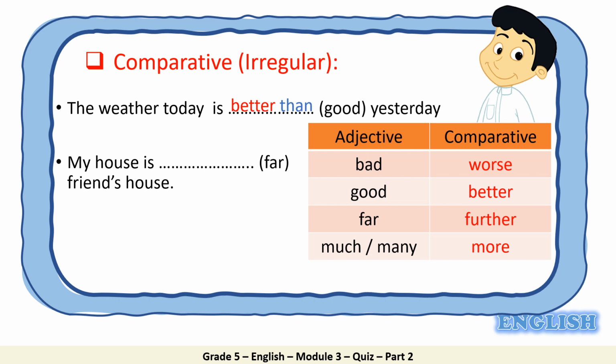Can you do number 2? Look at the table and change the adjective. You're right. The sentence will be like this. My house is further than my friend's house. Excellent.